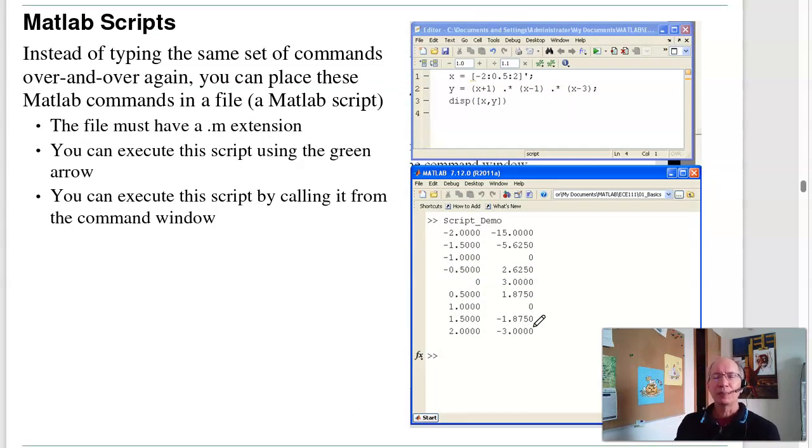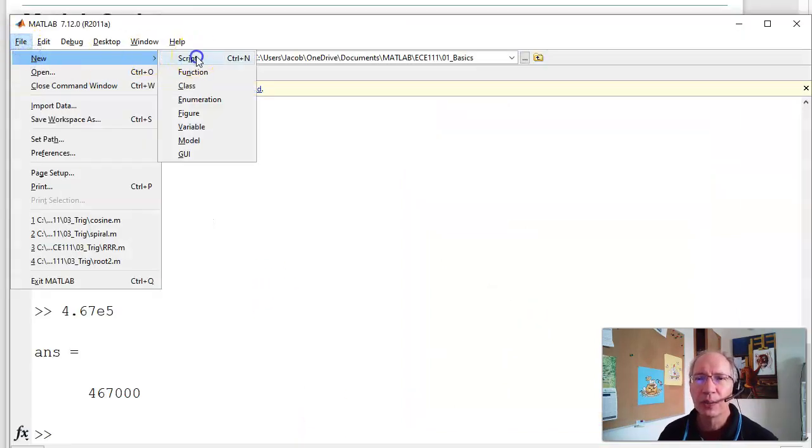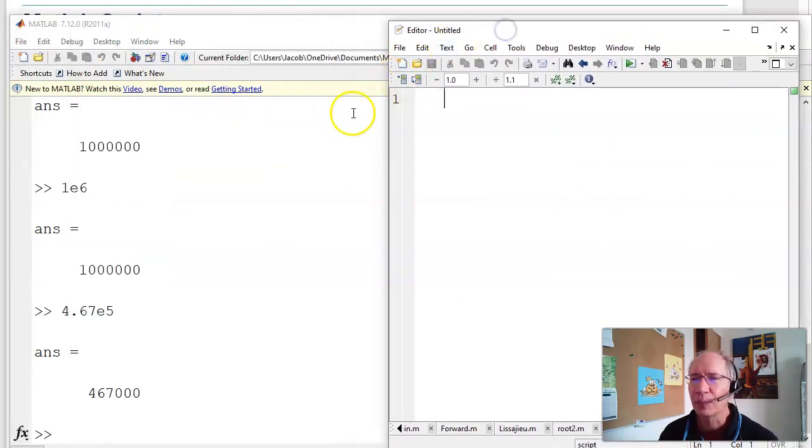Matlab is basically a graphing calculator. Matlab has a lot of other features though, and that's kind of what makes it so powerful. In Matlab, there's a thing called scripts. So if I go over to Matlab and do File, New, Script, I get a blank window like this.